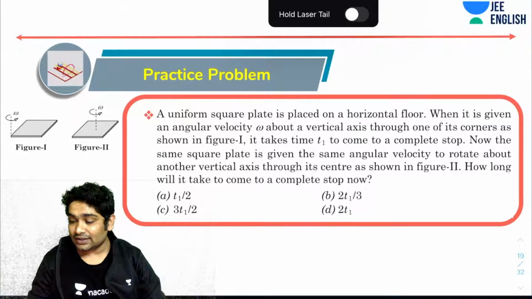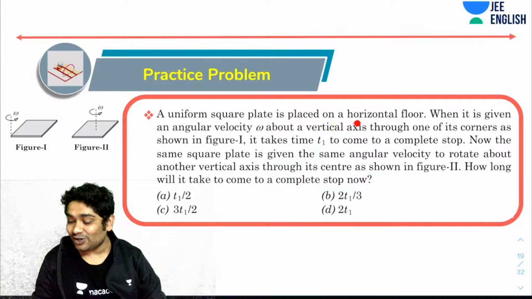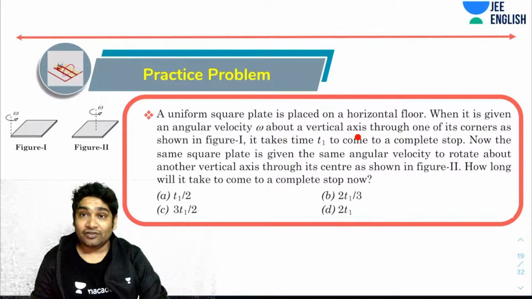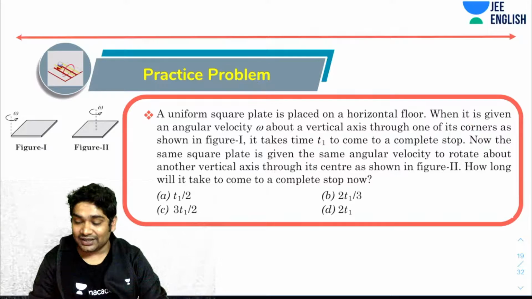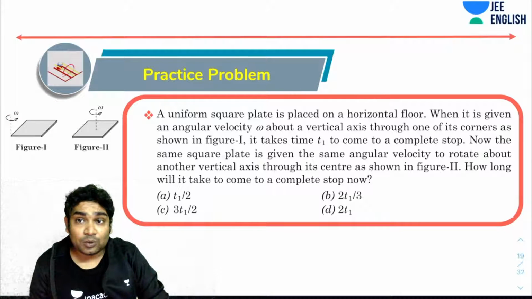This one is saying that a uniform square plate is placed on a horizontal floor. When it is given an angular velocity of omega about a vertical axis through one of its corners, as shown in figure 1, here is the plate. You have this axis and you're rotating this about this axis. When you leave it, it takes time t1 to come to a complete stop.